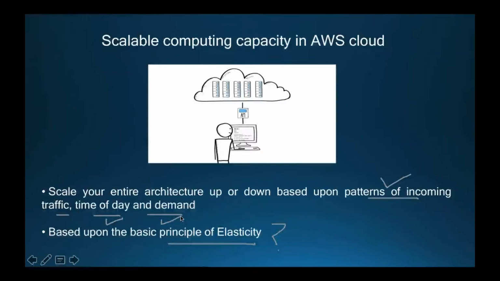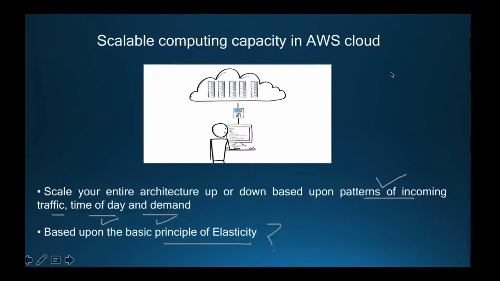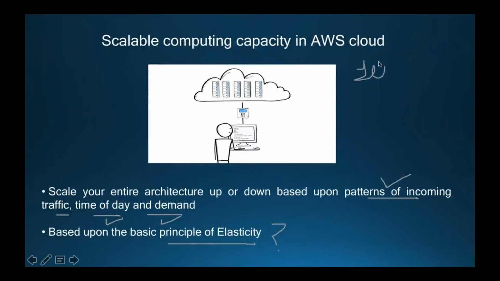Let's take an example. Let's suppose that you have an e-commerce platform and you have 10 instances running normally. Now, as Christmas comes, as Diwali comes, you see a high spike in the traffic for your website, because more and more people come to the website and buy items, and order gift items. So on the eve of Christmas and Diwali, you can automatically increase the number of instances from 10 to 20.